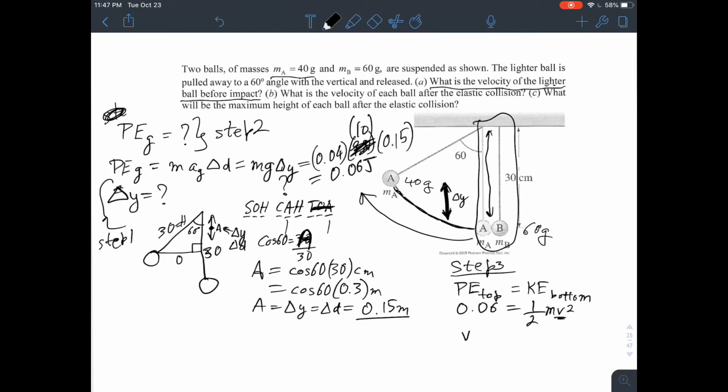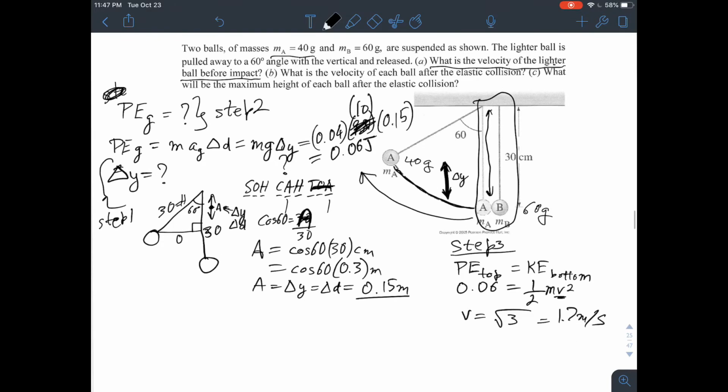So this is great. You solve this, and you end up with something like square root of 3, about 1.7 meters per second, and that's fine and dandy, right? We've answered part A quite easily. Now part B is asking, what's the velocity of the two balls after the collision? And the collision is elastic, meaning both conservation of energy and linear momentum apply.